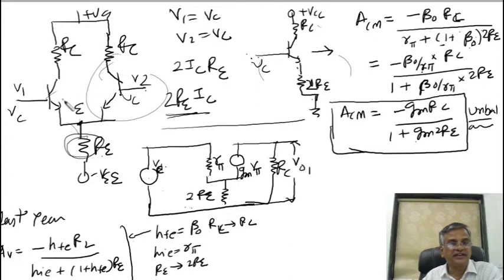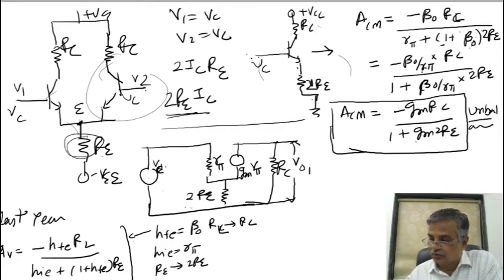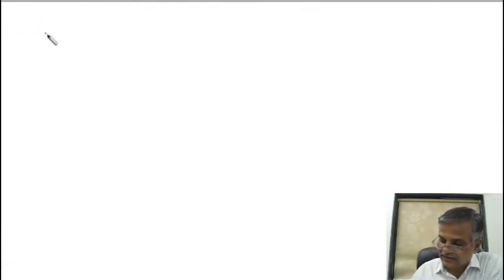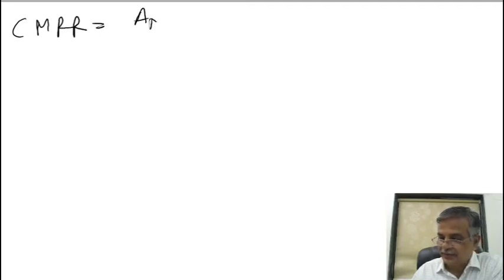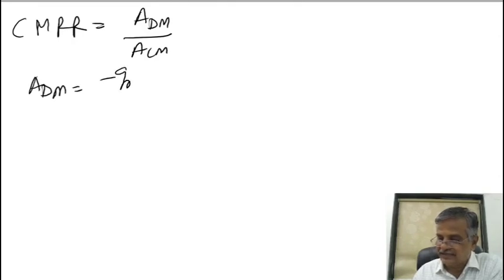For unsymmetrical it is not 0. So in this I have to derive the equation of CMRR. You know CMRR is nothing but the differential gain upon common mode gain. What is ADM we have written? Minus GM RC.